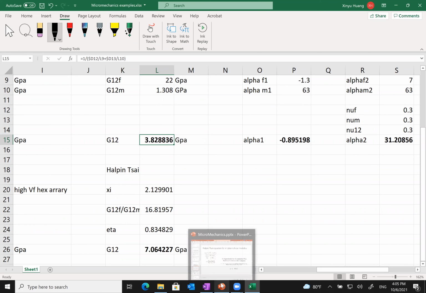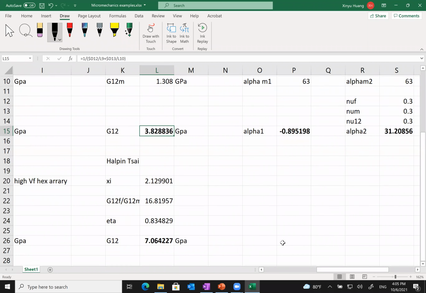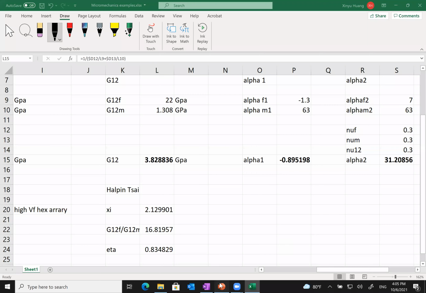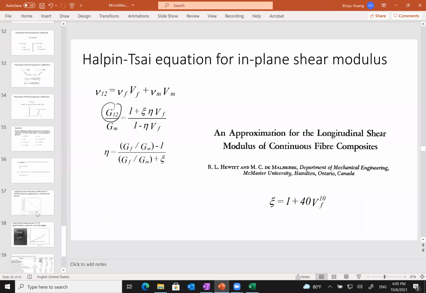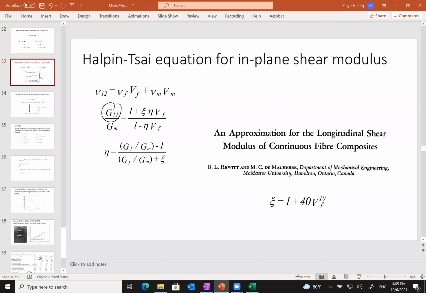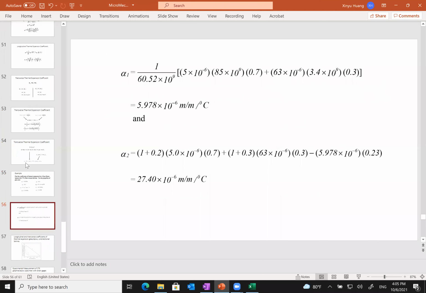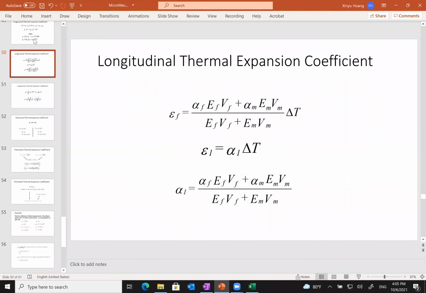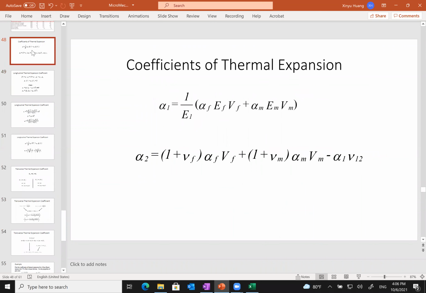All right, the next question, the same part of the question. The next part is to calculate the thermal expansion coefficient in one direction, which is the fiber direction, and two direction, the transverse direction. So we basically exercise two equations here for thermal expansion. These two equations right here. This is the rule of mixtures for thermal expansion.